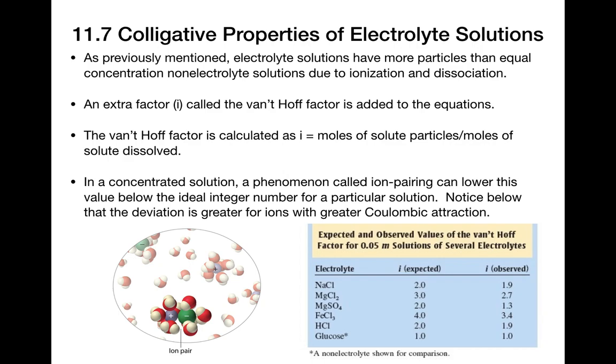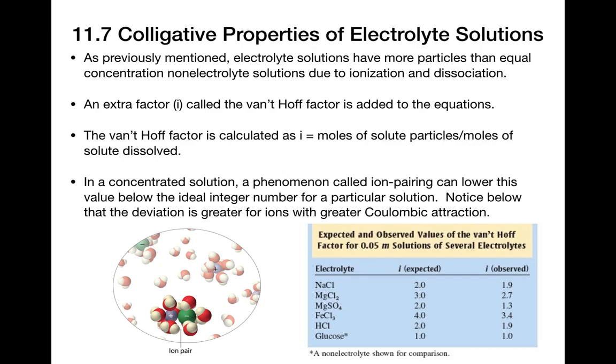This is seen more extensively in concentrated solutions. Ion pairing can basically take two ions and make them only one particle. As a result, you get a diminished effect. Instead of your i being, for example, in a 0.05 molal solution in the blue table, for salt you expect i to be 2.0. The observed i value is only 1.9 because of some ion pairing. You don't get as many particles as you might expect.